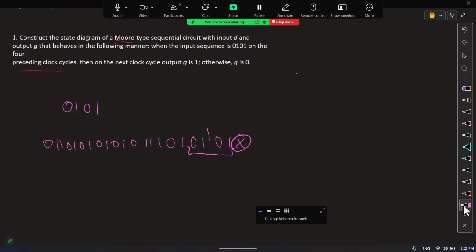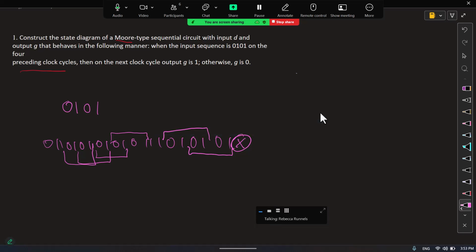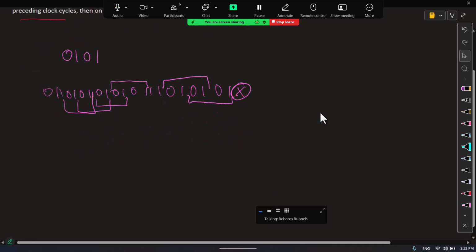And right here, I have a 0, 1, 0, 1. And right here, I have a 0, 1, 0, 1. And right here, and here. Do y'all see all those 0, 1, 0, 1s? So if I'm looking back at the things that have been entered, that would be when I would output a 1. So let me try this again.